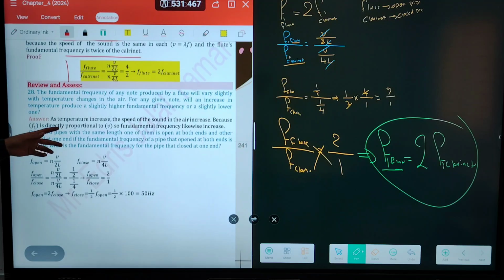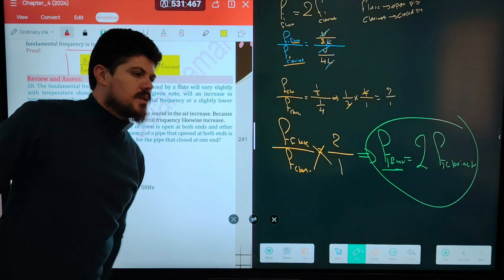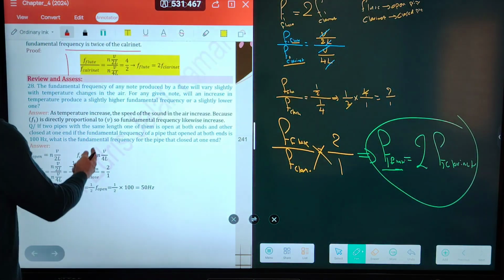So this is very important, guys. Can we say the fundamental frequency of the clarinet is equal to half of the fundamental frequency of the flute? Yes, both are correct.